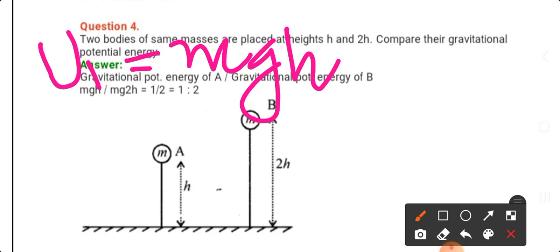Since the mass is the same, as given in the question, there is no need to take m1 and m2. g is a constant. For h1 it is going to be h. So for U1 you have this equation.